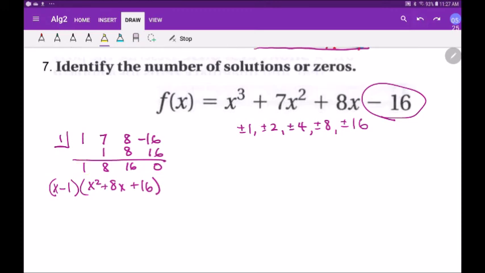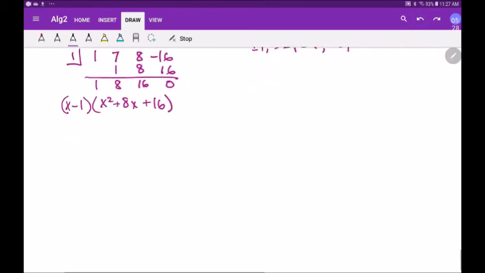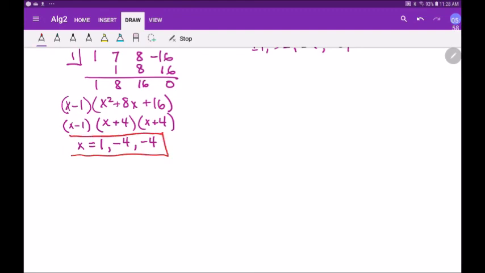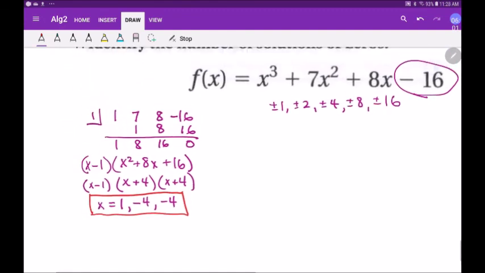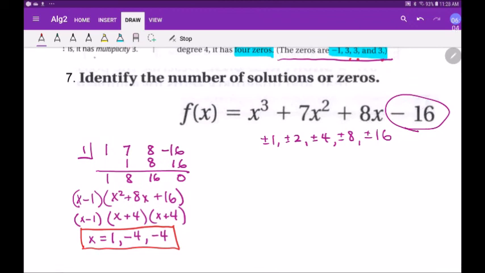Alright, can I factor this anymore? Well, I think I can. I can say x minus 1, and this is going to be x plus 4 times x plus 4, right? I get a middle term of 8x if I say 4x and 4x, right? Alright, so that means that my solution is x equals 1 and x equals minus 4, and then it happens again. But the fact that it happens again doesn't mean that I don't have 3 roots. We will see that it means it's going to kiss the x-axis there.